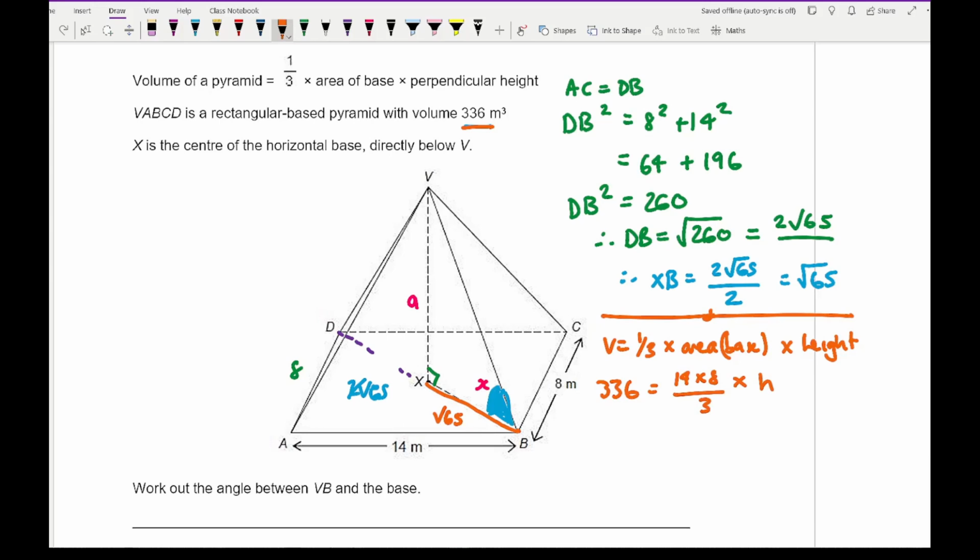From this, we can take the 3 over to the other side. So I end up with 1008, and that equals 14 times 8, which is 112, and then we've got h. So 1008 divided by 112 equals h. So h equals 9. I can label that as 9.